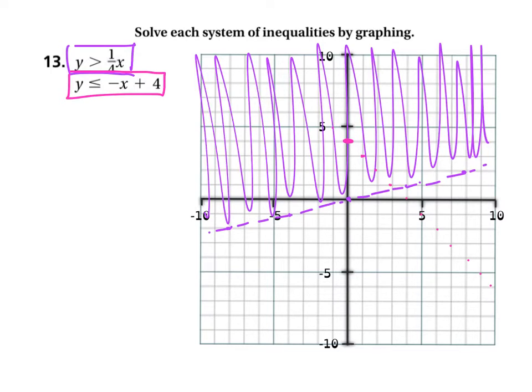And I want to put the line before I shade. So the question becomes, is it solid or is it dashed? Well, does it say or equals? Yeah, this one says or equals. So we can actually make a solid line for this one. Great.